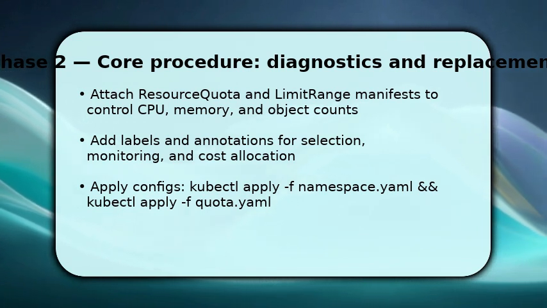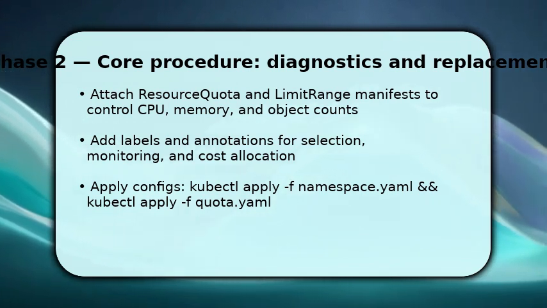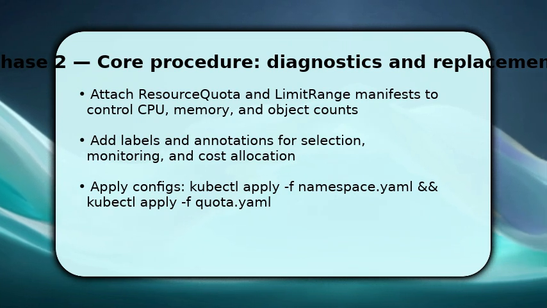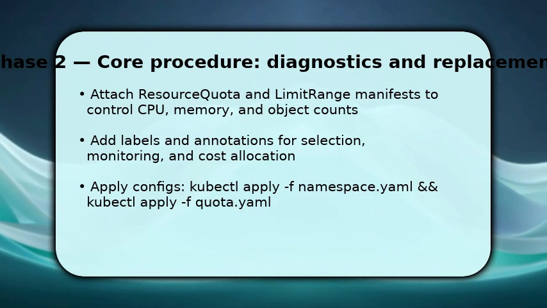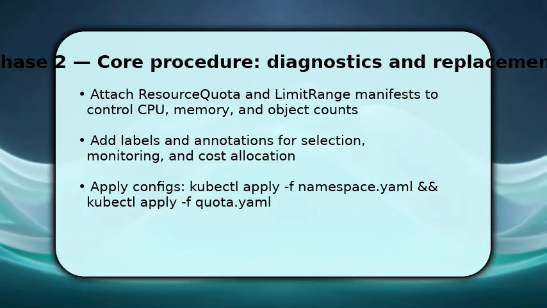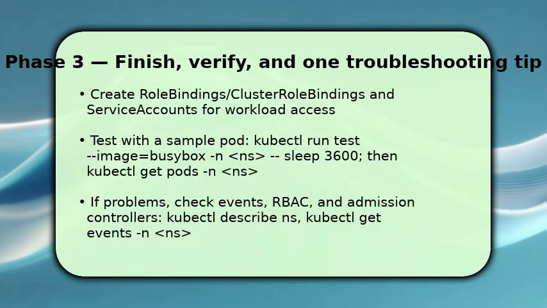Make sure to target the namespace with -n when creating role bindings or service accounts, so permissions land in the right scope. You finish by assigning roles and binding service accounts so workloads can access needed APIs.